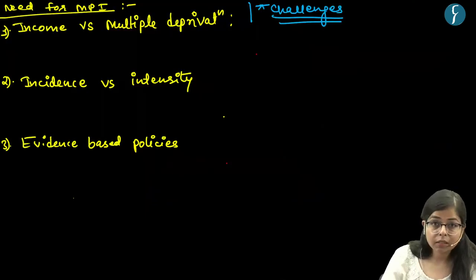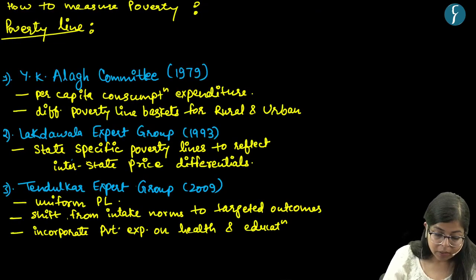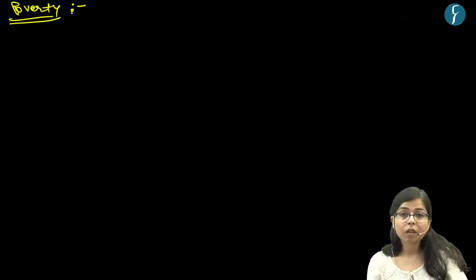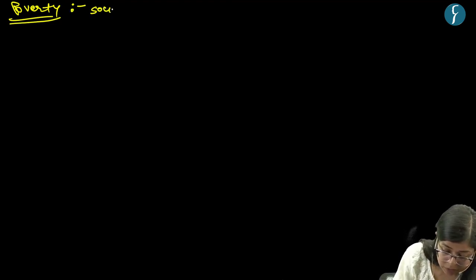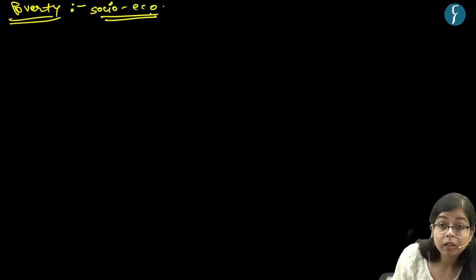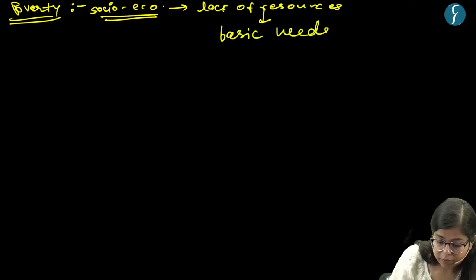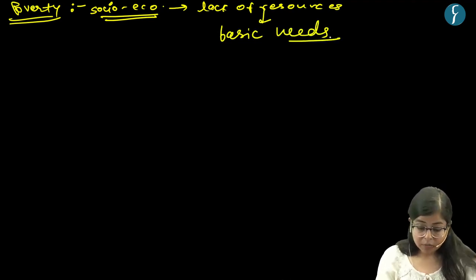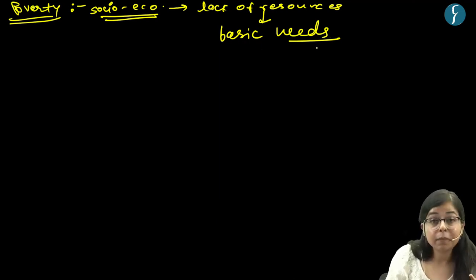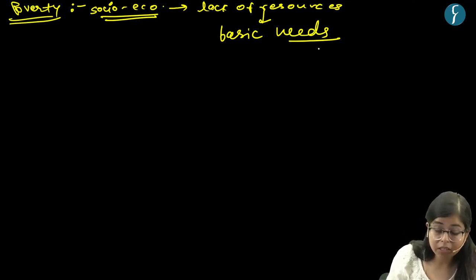Now, to understand this article further, let's first understand what is poverty, okay? So, what is poverty? Poverty is a socio-economic condition because of which there is a lack of resources even to meet the basic needs of life. Poverty is a socio-economic condition because of which there is lack of resources to meet the basic needs of any person, right? This is the general definition of poverty.